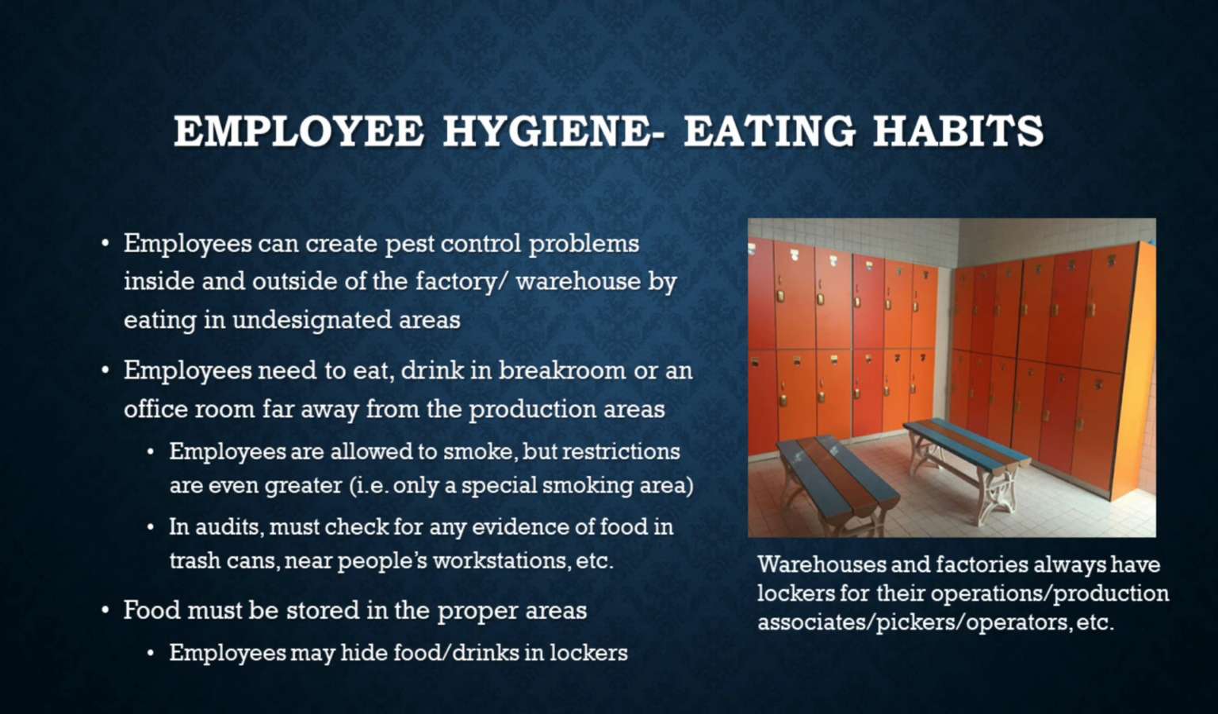Speaking of employees, here's one that is surprisingly hard to enforce: eating habits. You only want to eat in certain designated areas of the facility, whether it's a break room or maybe some picnic benches outside the premises, near the office windows. If your office is located far away from the factory production area, you could eat there too, as long as there's some distance between the two.